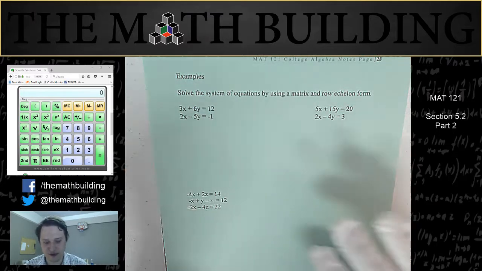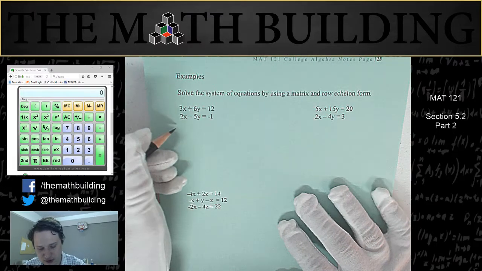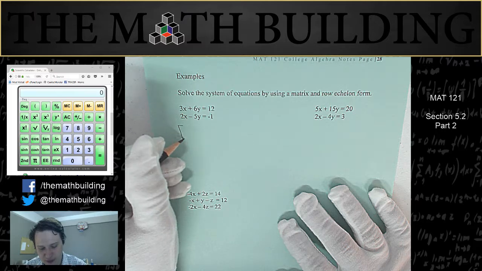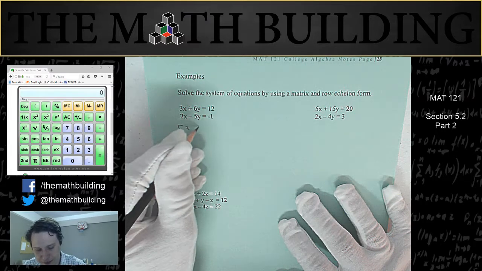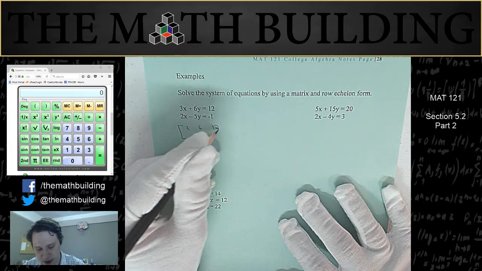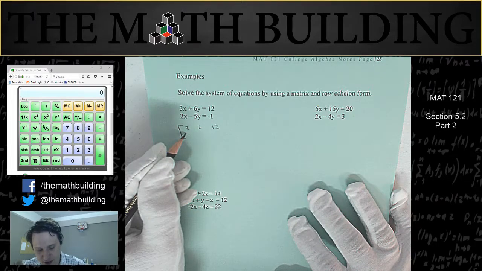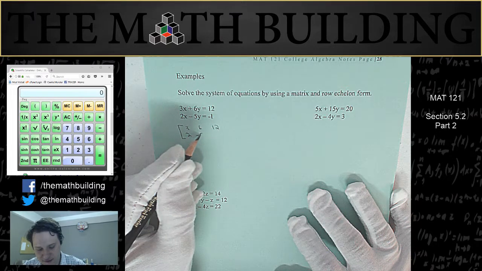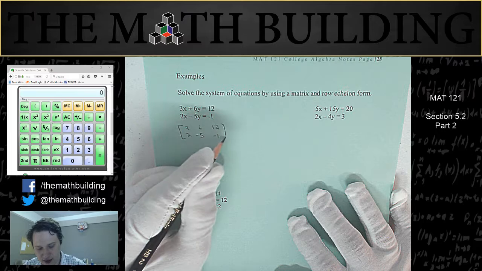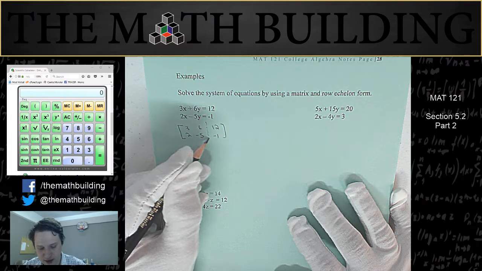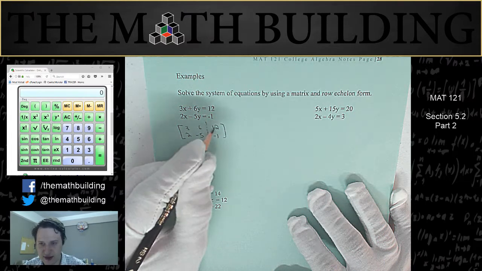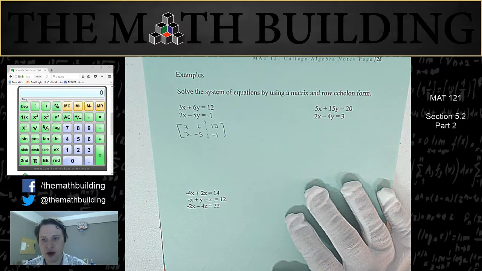The first step is to write this as a matrix. So as an augmented matrix, this would be 3, 6, 12, and 2, -5, -1. And remember, we're going to put that little dotted line right here to represent that these are the answers over here. Okie dokie.